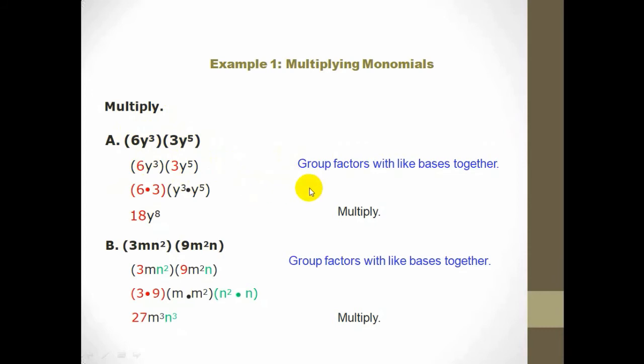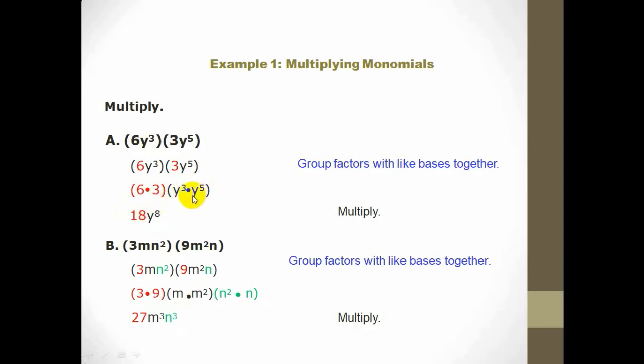First of all, group factors with like bases together. So group the factors. 3 and 6 are like terms, and y power 3 and y power 5. Group factors with like bases together. The base is like base. Y power 3 and y power 5 are not like terms, but only the base is the same. So group the factors with like bases. So y power 3 and y power 5. This is the group of like bases. Now 3 times 6 is 18.